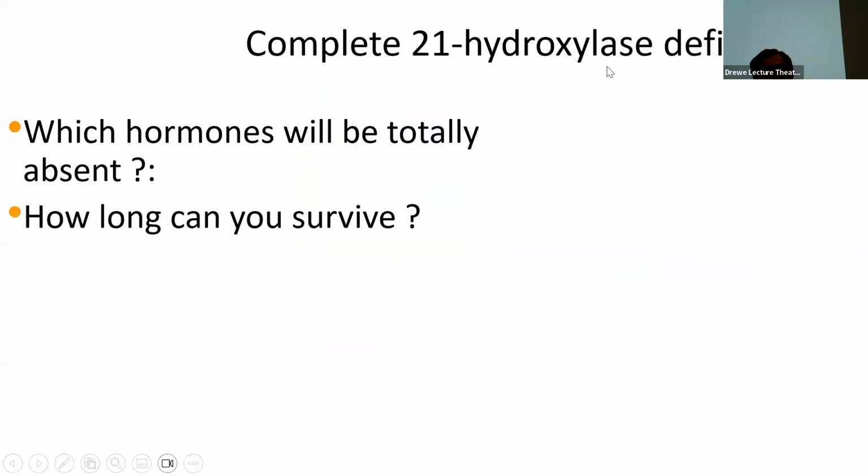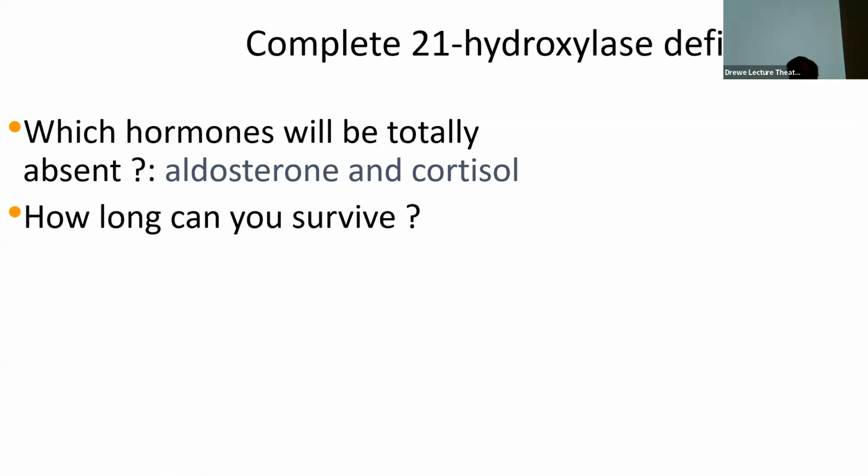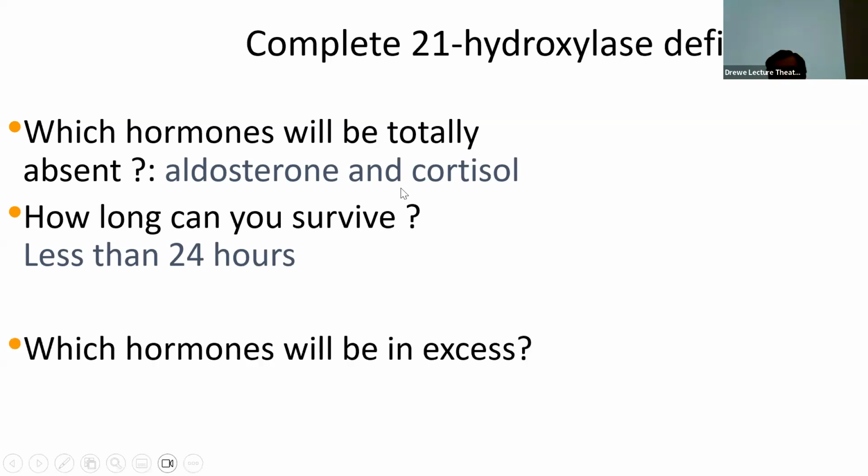Okay, so if you are born with complete deficiency of this enzyme, you will be born without cortisol and aldosterone. Now, before you're born, you've got them from your mother, the placenta, so you're okay. But the minute you're out, you're in trouble. Okay, so you're not going to survive very long at all. You'll have a salt-losing crisis because you haven't got the mechanism to maintain your blood pressure.